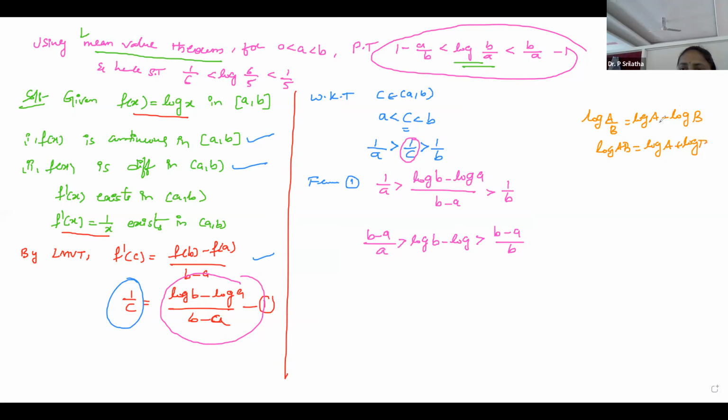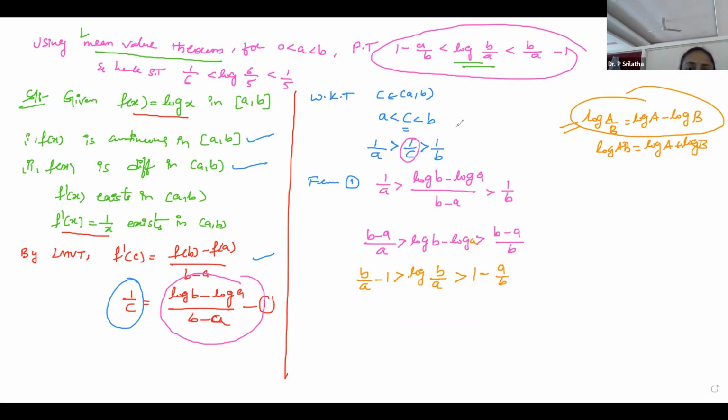Okay, so according to the first formula, we have to write that is b. Here I am simplifying this one. So that is b by a. See, so this is b by a minus a by a, which is 1, greater than log b by a. According to this formula, log a by b is nothing but log a minus log b. So log b minus log a is nothing but log of b by a, greater than, so b by b is 1 minus a by b.